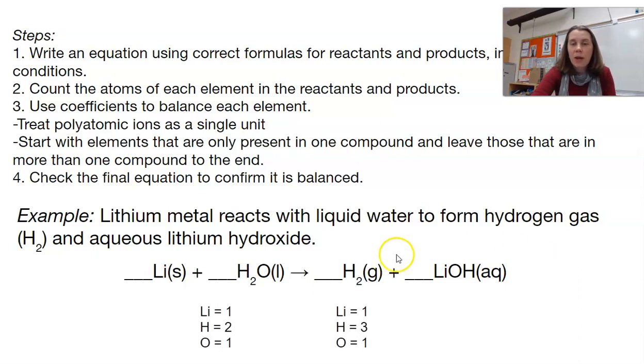So on each side we have 1 lithium, we have 2 hydrogens here, on this side we have 2 here and 1 here, so that is 3 total. We have 1 oxygen here and 1 oxygen here. So our lithiums are balanced and our oxygens are balanced. So in this case we can't do my little rule to leave the ones that are in more than one place to the end, because that's all we have to balance right now. So we have 2 hydrogens here, we have 2 hydrogens here, and then we have 1 extra one here.